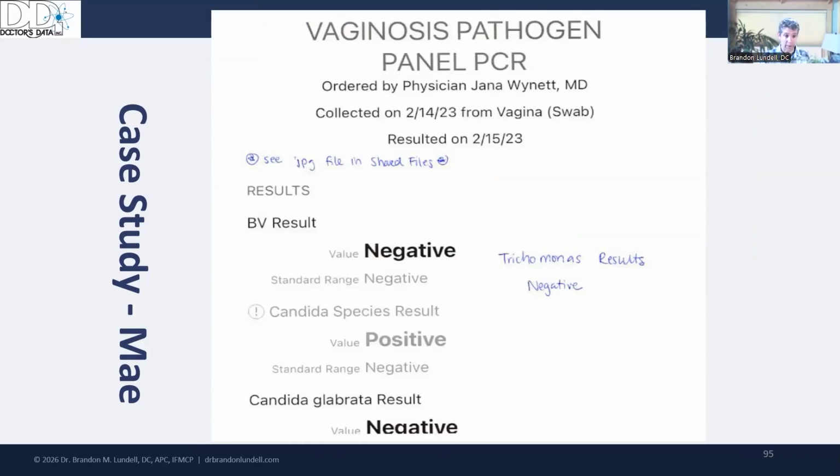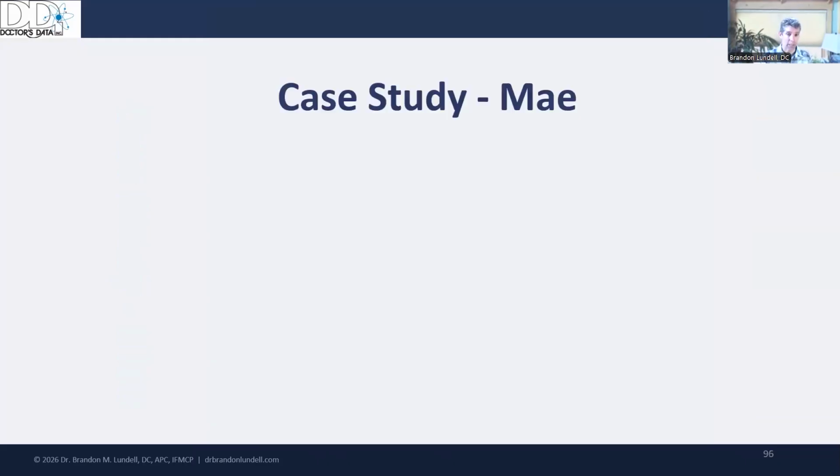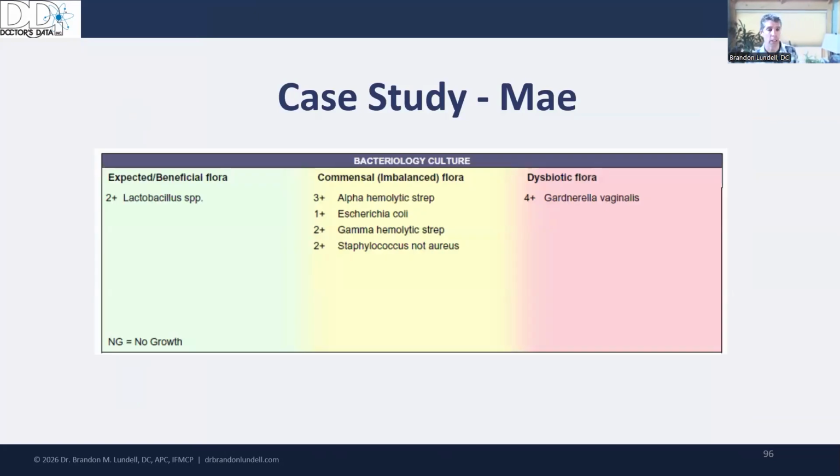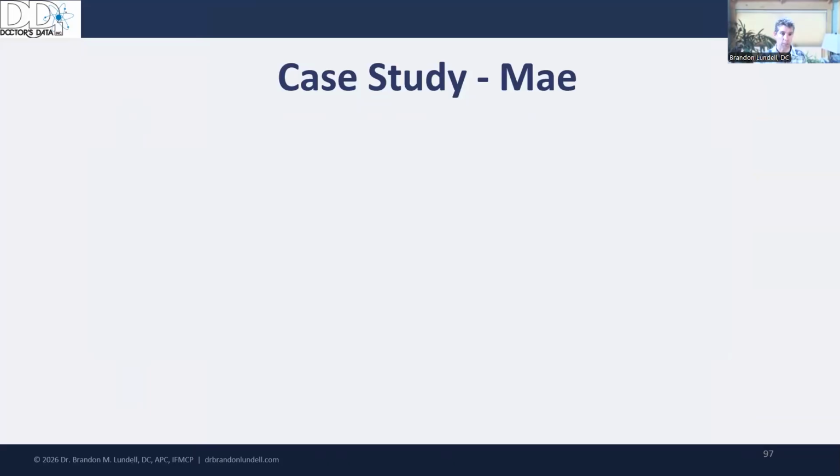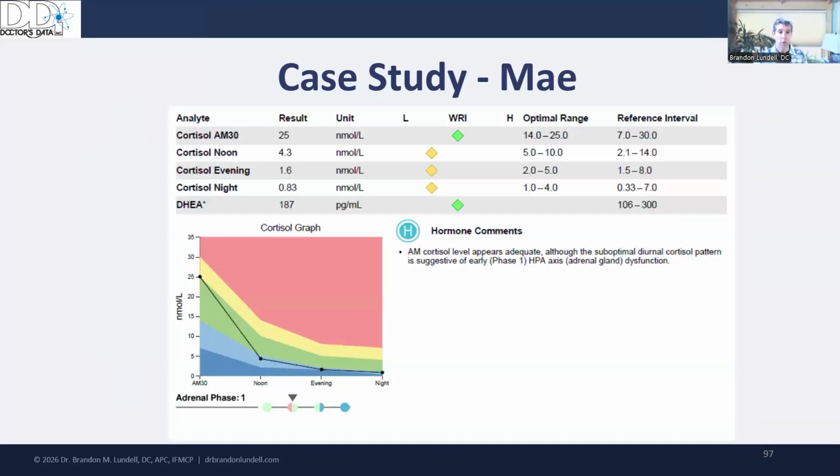Okay, now it did have candida, but I decided to do the Doctor's Data because the Doctor's Data also has a vaginosis panel that's much more sensitive. And sure enough, she also did have Gardnerella, and she had these other imbalanced flora too. So we put her on a vaginal dysbiosis protocol as well, which again, these are things that I can give you if you take my courses. Okay. I'll give out a few of these, but not all of them.